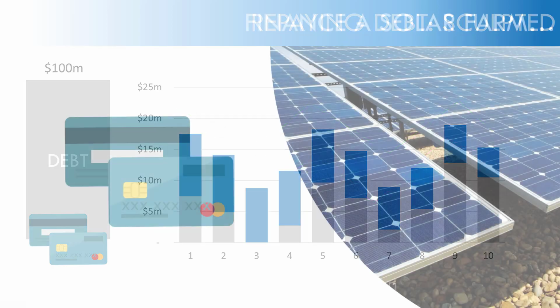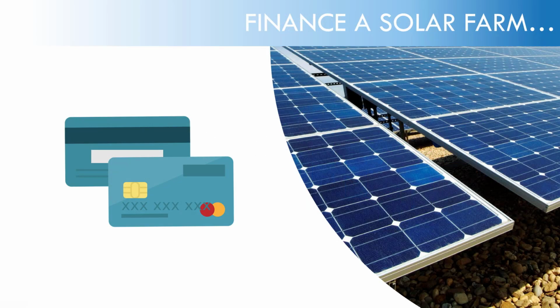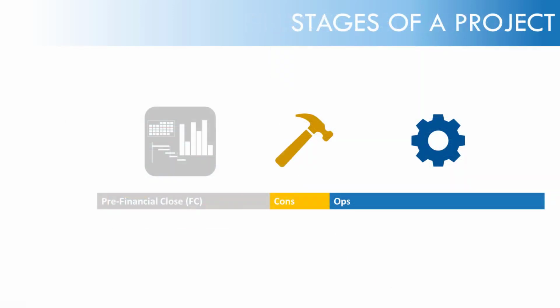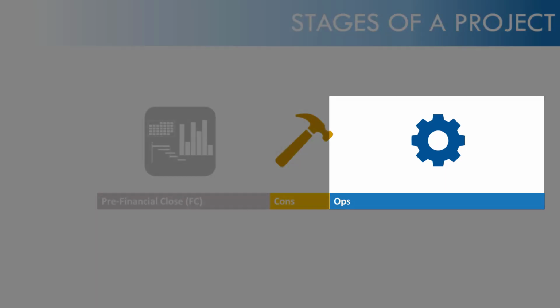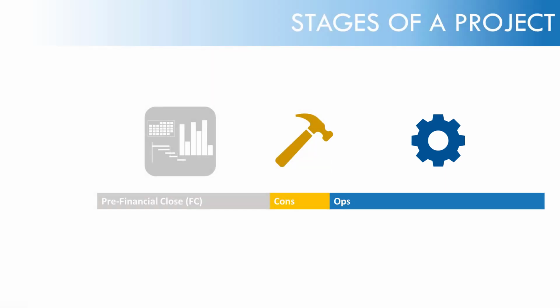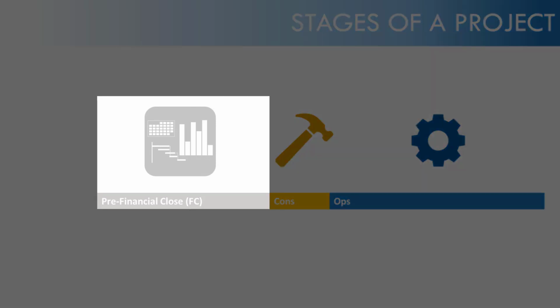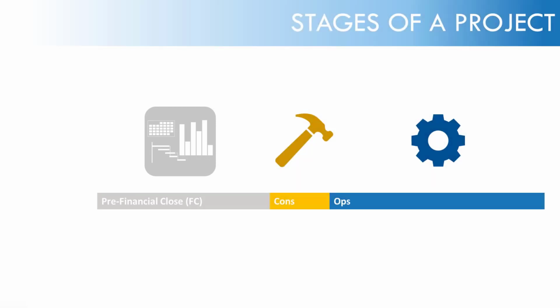Okay, so let's get back to our solar farm project. Where in the project are we? Here are the 3 main phases in an infrastructure project. We're assuming that we're in operations. But, in case you've been wondering, determining our principal repayment is all done before financial close. The intention of this is to lock in our debt repayment schedule based on our solar farm's forecast cash flows.